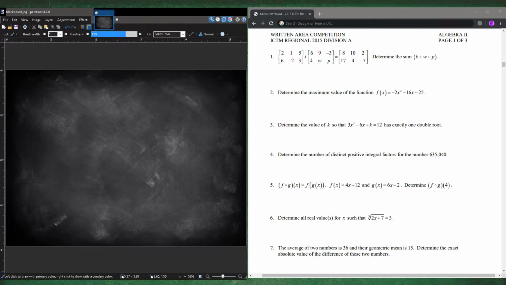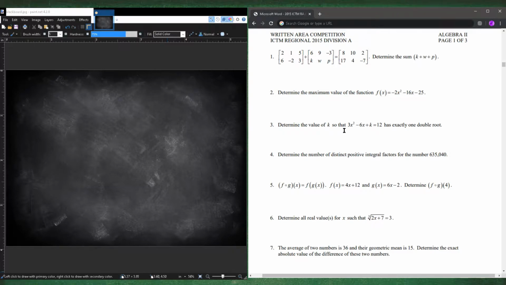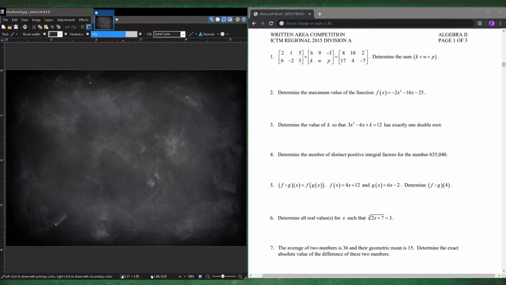Okay. Number 2, determine the maximum value of the function f of x is equal to 2x squared minus 16x minus 25. Okay, so you could do this both ways. You could complete the square, or you could use negative b over 2a. So if we're completing the square, we have negative 2, and then that's x squared minus 8x plus some kind of number.